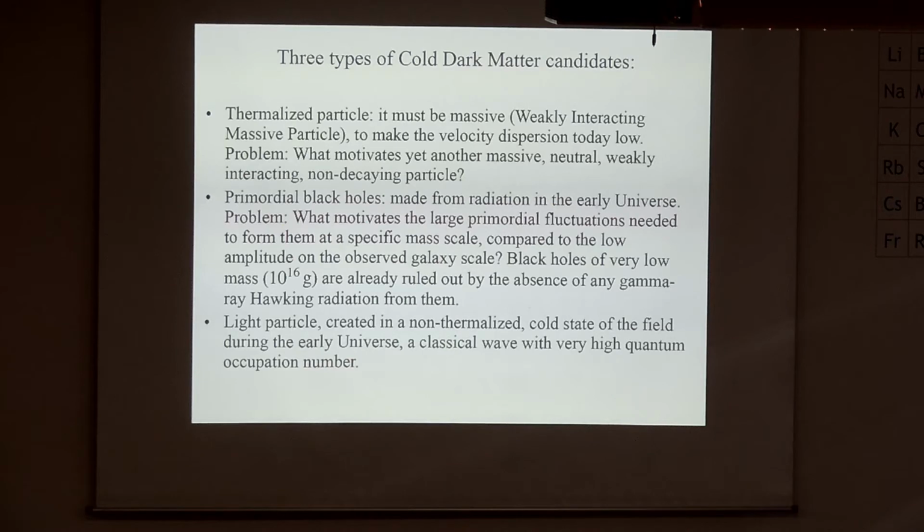The third alternative is that it's a light particle, but it's created in a non-thermalized, cold state. Then it can be cold even if the particles are very light, if it was never in thermal contact with baryons and radiation in the early universe. So you create it in a cold state, which would behave like a classical wave with very high quantum occupation number. If that's true, and that's the dark matter, then the dark matter is best thought of as a classical wave.